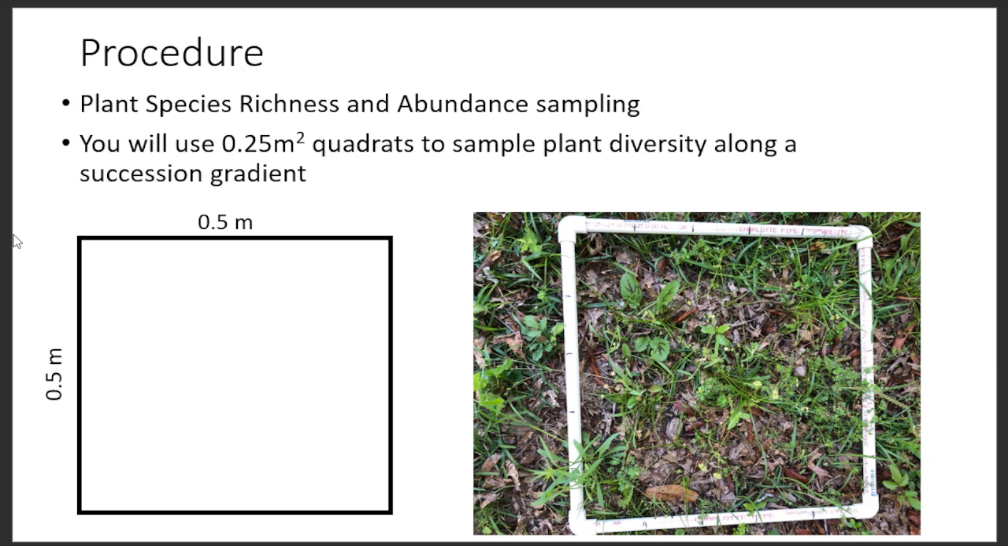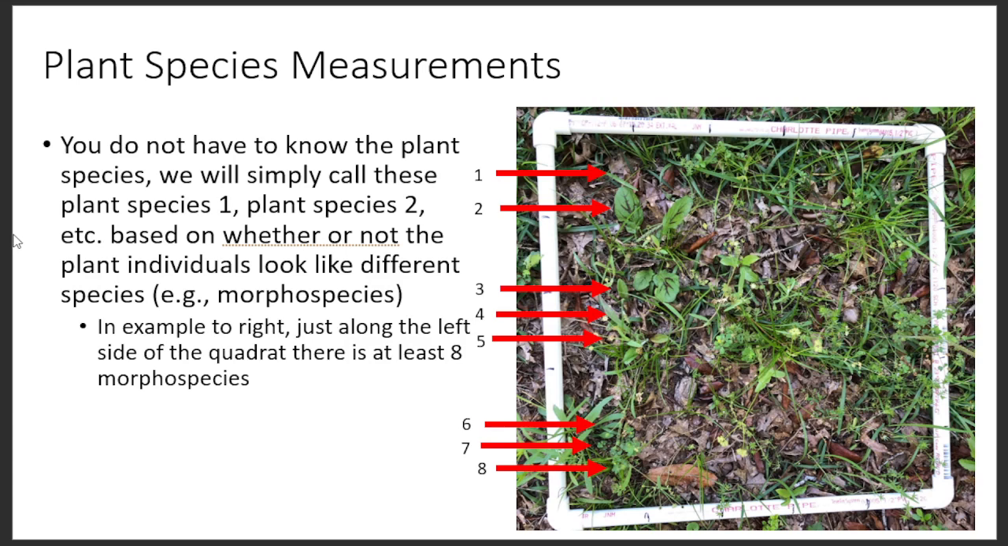You use a 0.25 meter squared quadrat to sample plant diversity along a successional gradient. You don't need to know what the plants are called, you just need to label them. So if 2 plants look alike, that's species 1. If there's a different plant, species 2. You just need to know if they're the same thing or not, and you're going to take the total number of them and how many there are.